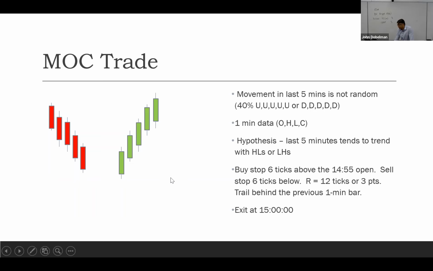So this is just an example of applying the scientific method. Here's something that looks non-random. Here's the data I need. How can I take advantage of that? Let's test it. Let's see if it works.